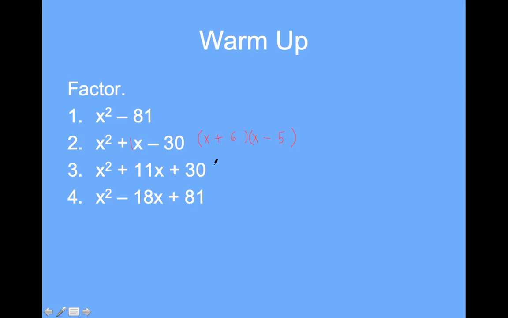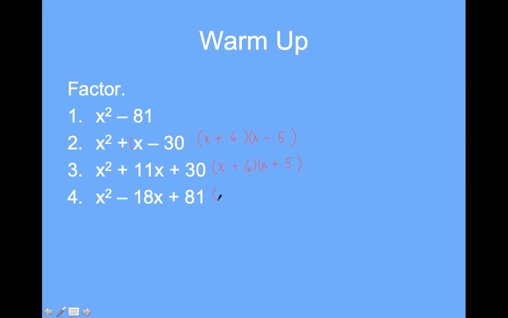All right, number 3. This time my last term is positive, so I'm looking for two factors of 30 that add to 11. All right, here they are again, 6 and 5. And this time my middle term is positive, my last term is positive, so both of these terms are positive.